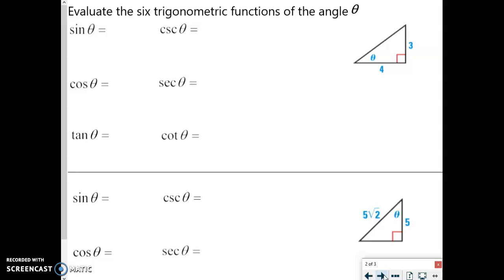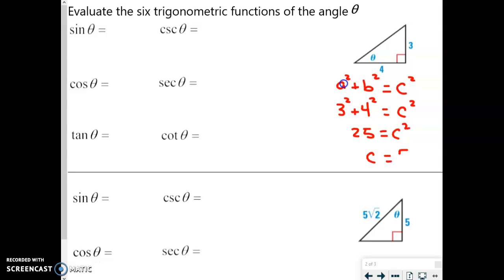The Pythagorean theorem, if you remember, is a squared plus b squared is equal to c squared. Or, if they aren't labeled, the leg squared plus the other leg squared is equal to the hypotenuse squared. So in this case, we would have 3 squared plus 4 squared is equal to c squared, c being our hypotenuse. If we do the math here, that would leave us with 25 is equal to c squared, so c, the hypotenuse of this right triangle, would be 5.